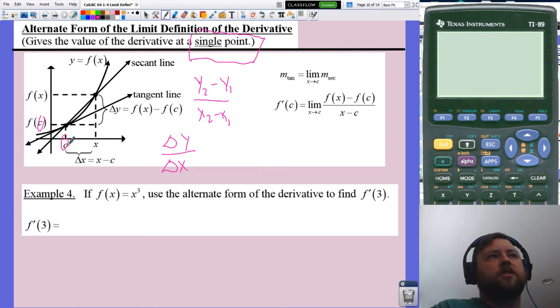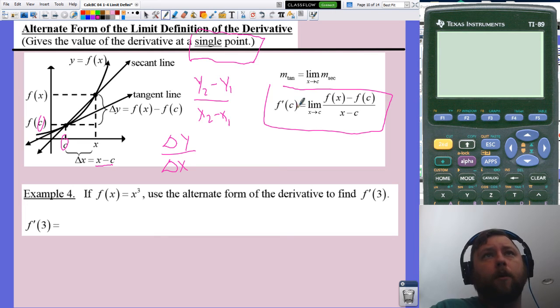Your change of x is just the difference between x and c, so x minus c. I can plug that in. And your change in y is just the difference of f of x minus f of c. That's just the difference right here. So I can rewrite my limit function this way. This is useful if you want to use the limit definition and you want to plug in a point. So I'm going to do this for an example right here.